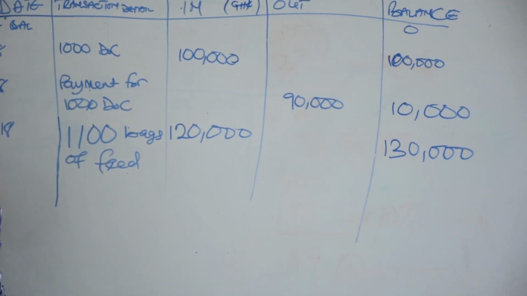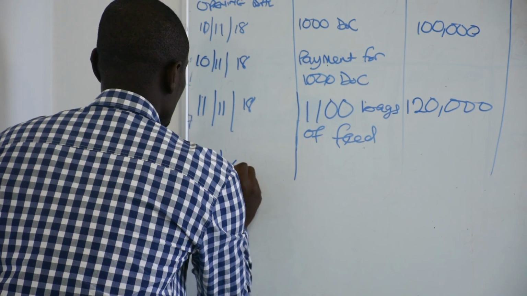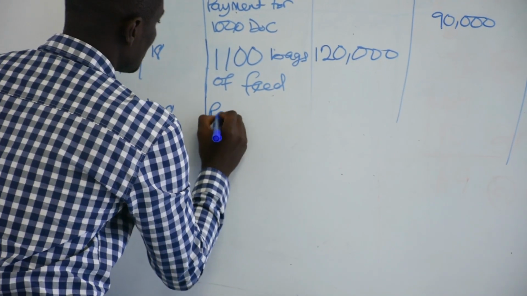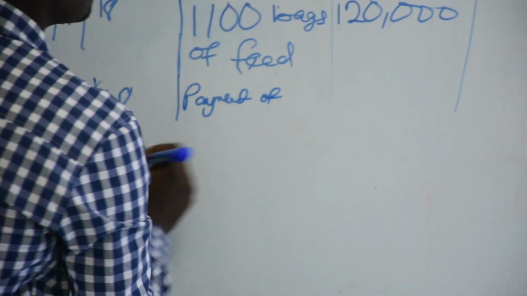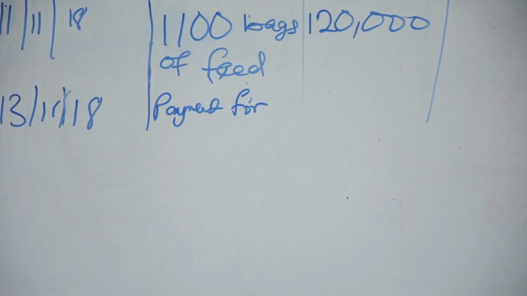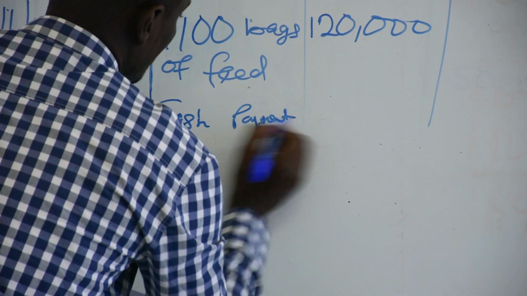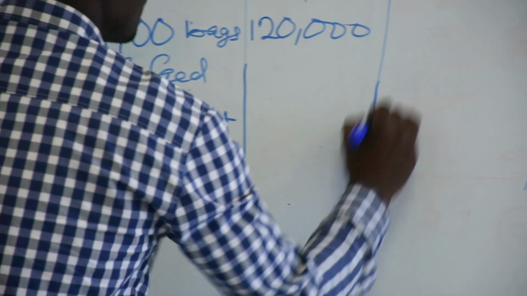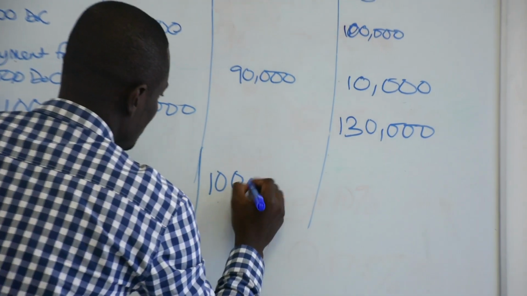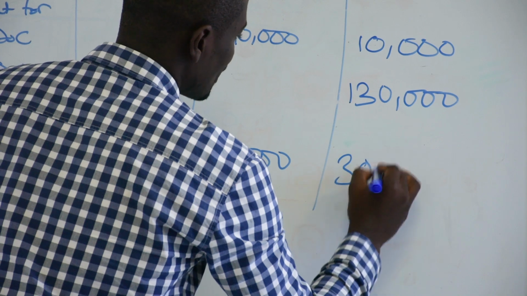If for any reason, today we find money and pay, let's say 100,000, then our balance goes to, okay, payment for, okay, let's do a cash payment. Yes. Cash payment made. That is money that is going out of the business. So note, we put it under out, 100,000. Our balance then becomes 130,000 less 100,000, which is now 30,000.